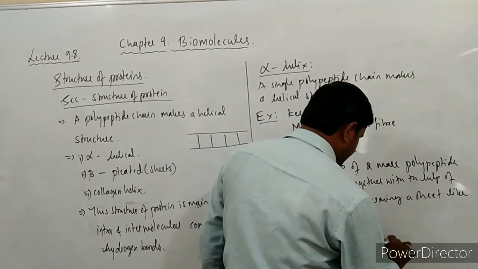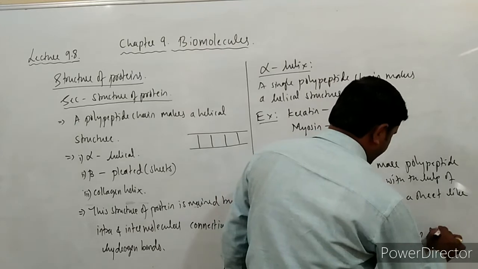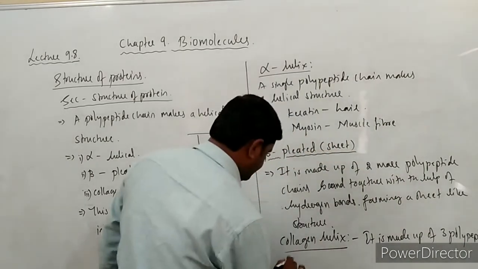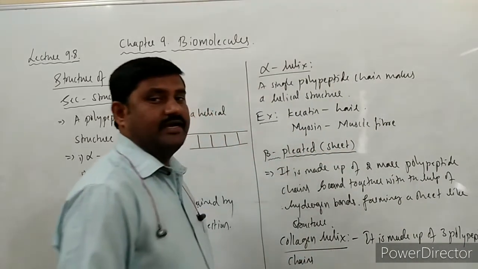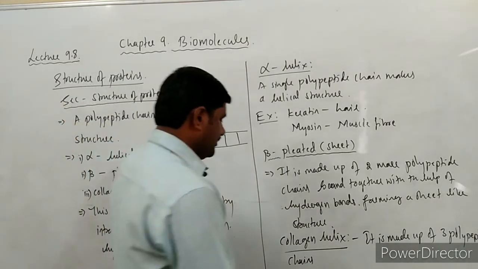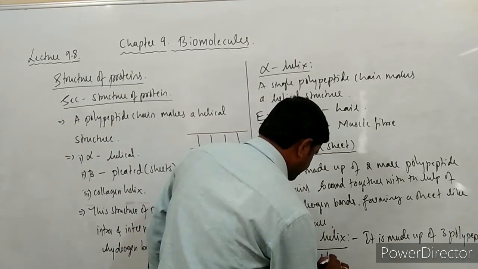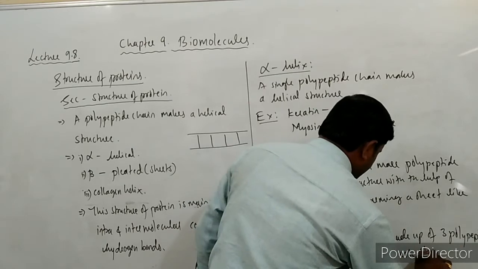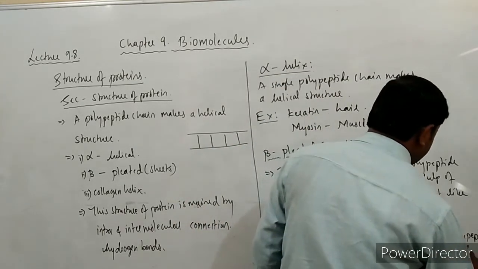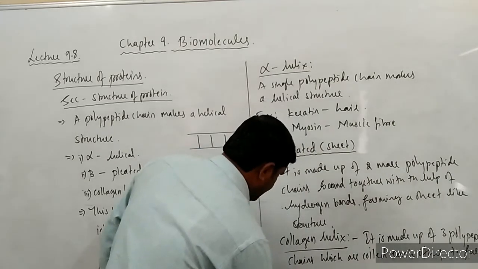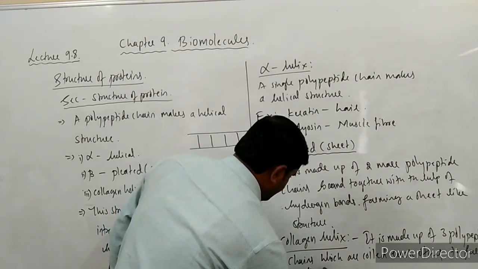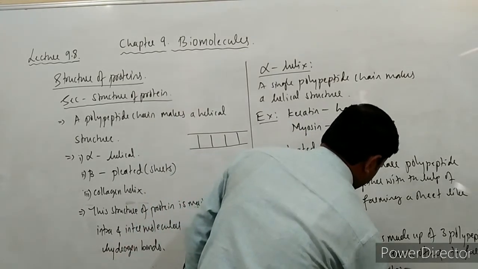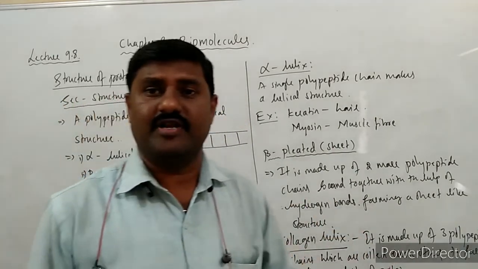It is made up of three polypeptide chains, which are coiled around each other to form a three-dimensional structure of protein, right? All the three are helical polypeptides.